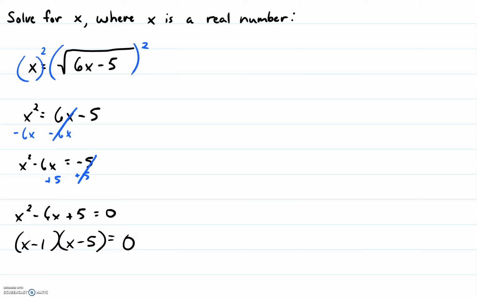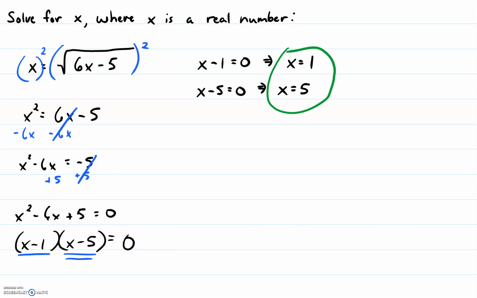And so now we want to set each of these factors equal to 0. We'll start out with the x minus 1. So x minus 1 equals 0. We're going to add the 1 to the other side and get x equals positive 1. And that's our first solution. Now setting our second factor, the x minus 5, equal to 0, we'll do the exact same thing. This time we'll add 5 to both sides and we get x equals positive 5. So our two potential solutions are x equals 1 and x equals 5.